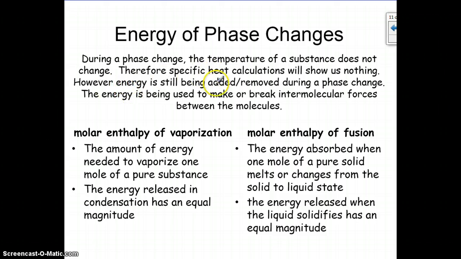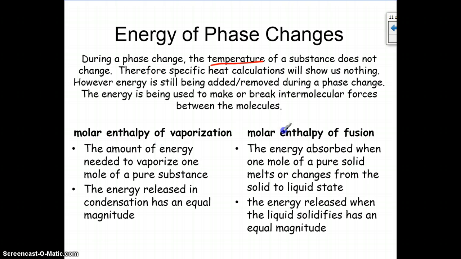But energy is still being added, or removed, depending on which way you're going. This energy is not making the molecules move faster, so it's not increasing the energy or the temperature, but instead the energy is being used to either make or break the IMFs, or the intermolecular forces between the molecules. So we have two different conversion factors that will help us.